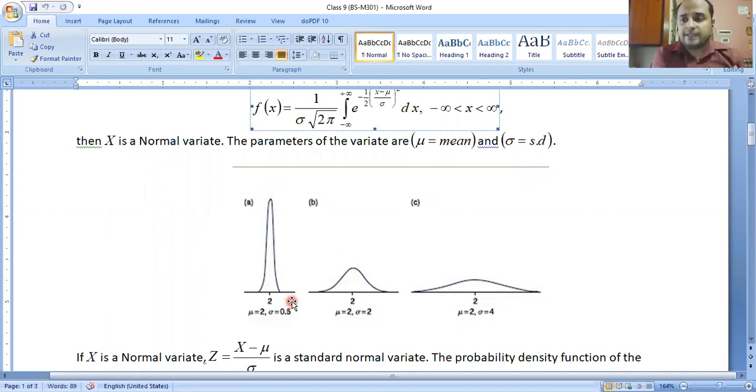So the calculation of our problems becomes easier if we do not talk about capital X, but rather we talk about Z. We always consider the problems of the normal distribution with respect to the standard normal variate, not with respect to the normal variate. It's a usual practice.